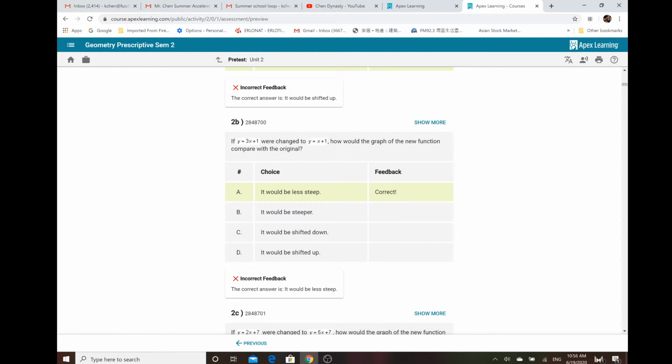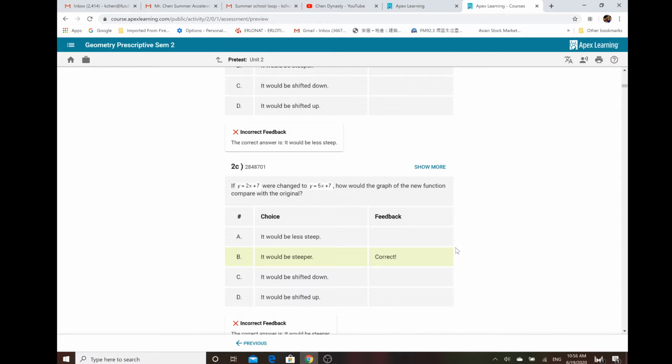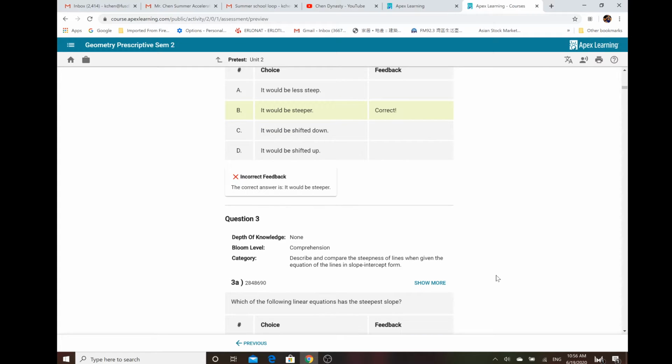And then for this one here, it's a comparison of the slope. One is a little bit higher, 3, and the other one is 1, so it would be less steep for the other line right here. Again, it's all about the comparison. So here's another one about the slope, so it would be steeper because one is 2, and the new line here is 5. And they both share the exact same y-intercept.